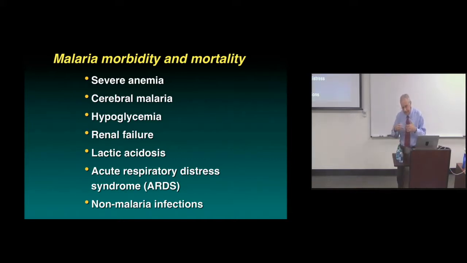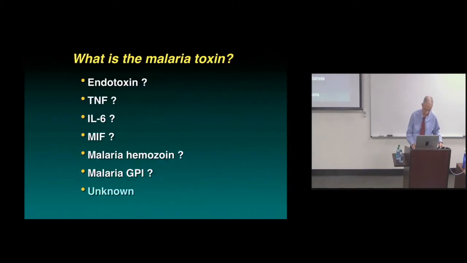It's related to malaria, the parasitized red cells adhering to vasculature and blocking blood flow. It's a very complex thing, but many patients die from cerebral malaria. There's also an instance of hypoglycemia, that is a low blood sugar, of renal failure. This is more so in adults than children. Lactic acidosis, acute respiratory distress syndrome with pulmonary problems. And also these people, when they have malaria, have a high chance of developing non-malaria infections like salmonella. So it's a very bad disease.